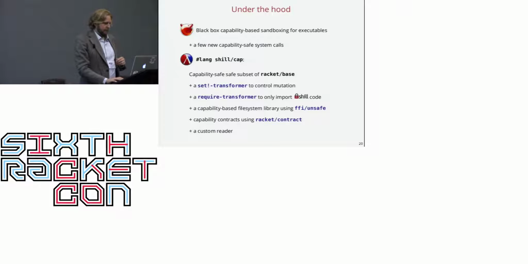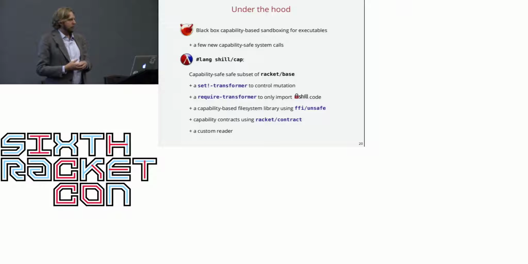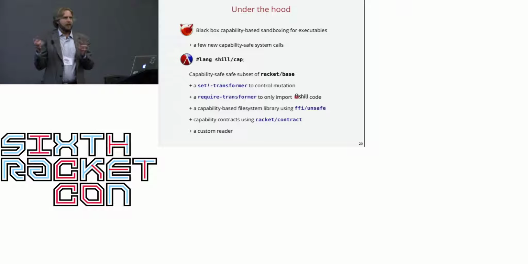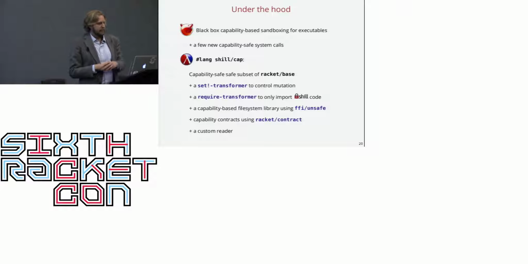So that was a whirlwind tour of Shill and what it's like to program in Shill. I want to tell you a bit about how it works under the hood and how Racket made it really easy to get going on this project. There are 2 main components. The first, which I'm not really going to talk about, is that black box capability-based sandboxing layer that we built as a kernel module for FreeBSD, and some new system calls we had to add. But the bigger chunk I want to talk about now is #lang shill in Racket, which was remarkably easy to build.